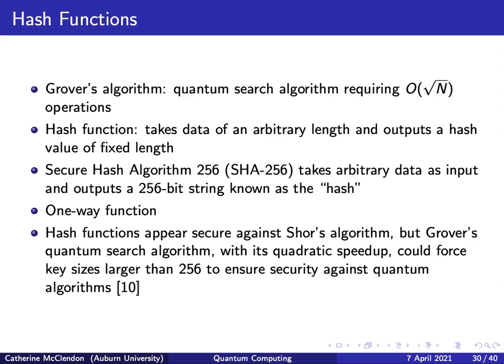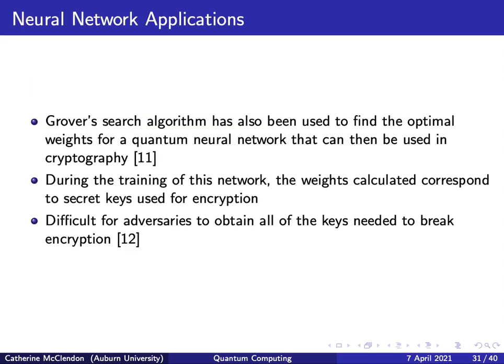Grover's search algorithm has also been used to find the optimal weights for a neural network that can then be used in cryptography. During the training of this network, the weights calculated correspond to secret keys used for encryption. Generating multiple keys in this way makes it difficult for adversaries to obtain all of the keys needed to break encryption, which is an interesting application using the quantum search with a neural network to increase security.